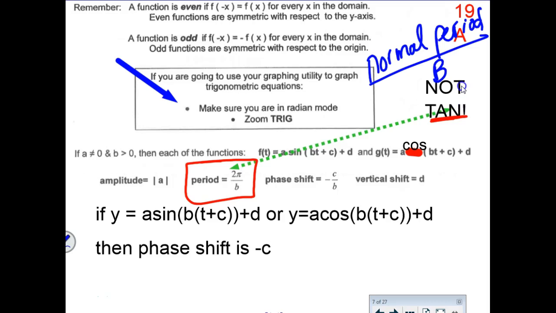You're still going to see the phase shifts, depending on the notation that your book is using. Sometimes they say plus c, sometimes they say minus c. You just have to remember that phase shifts, when in factored form, are just function notation. So, like x minus 2.3 means right 2.3.